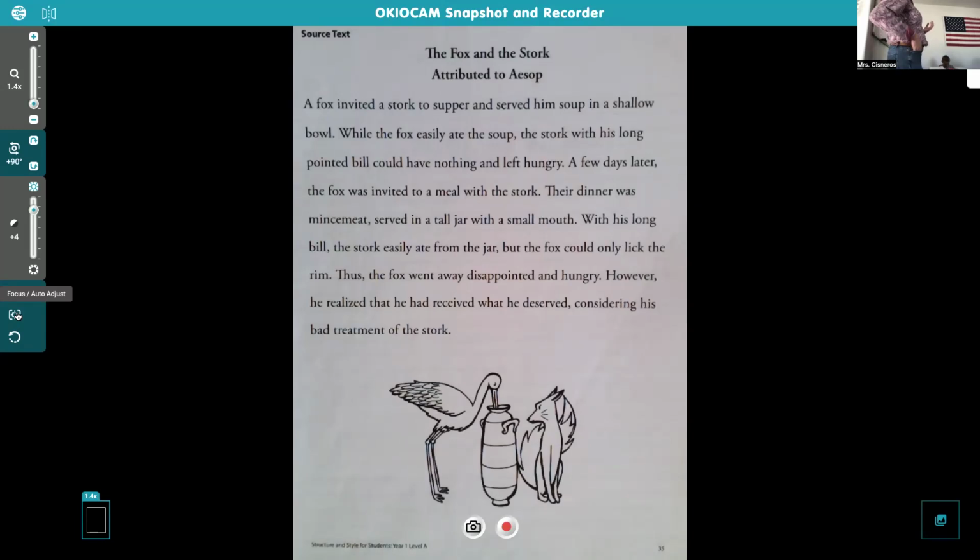Nice, good reading. Okay, what can we learn from this story? What do you think we can learn? Not really, but keep thinking. What about Lainey?